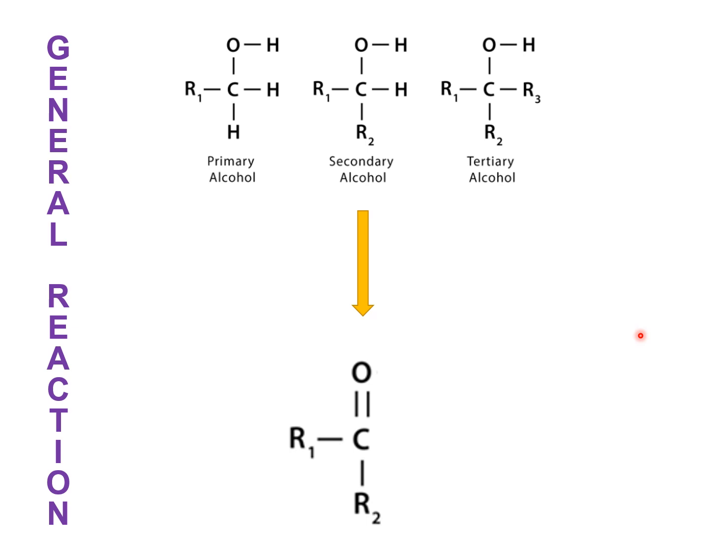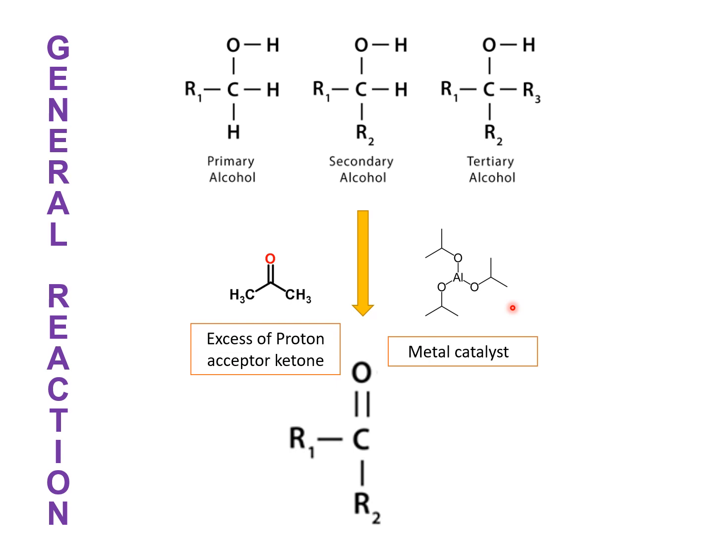Now to carry out this reaction, we need one metallic reagent which acts as a catalyst. It starts the reaction, increases the speed of reaction. So it is usually a metal and its oxide. Here it is shown isopropyl oxide. There can be tertiary butyl oxide also. Along with this, we need one proton acceptor, which is usually any aldehyde or ketone.